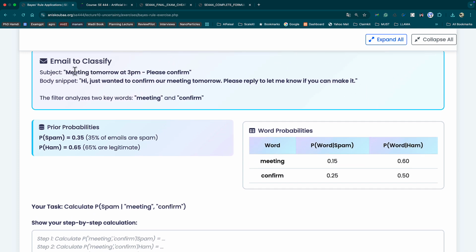So look now, we have an email, another email, meeting tomorrow at 3 p.m. Please confirm. And here we have two words that they can infer whether spam or not. So we give you the CPTs here, and we give you the prior probabilities here. So try to follow the same steps that you did before, and give me the number that you will find.